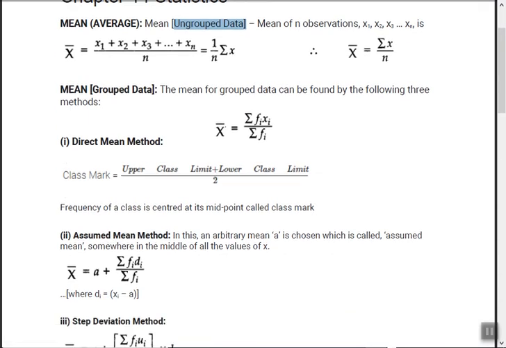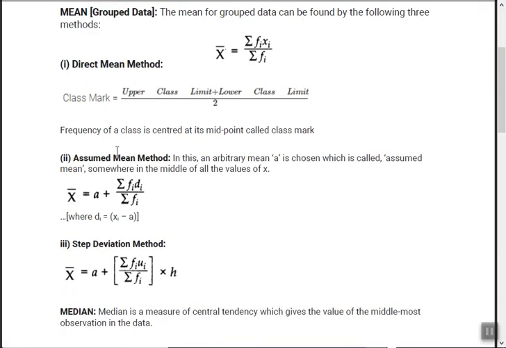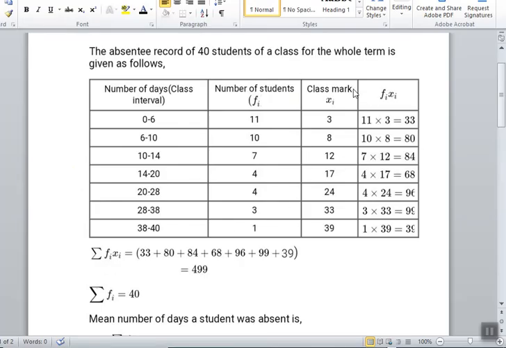Now second is the assumed mean method. See here, this method is the same as direct mean. Only what we do, we add some constant. Now what is that constant? See, this constant is known as a, that is known as assumed mean. We add some assumed mean and then use the direct mean method. Okay, means what? In this, an arbitrary mean a is chosen, which is called assumed mean, somewhere in the middle of all the values of x. Means in the middle of all the values of x means what? See, in the above example again, if you have to use the assumed mean method, then what will you do? See here, this is x, right? So what will we do?